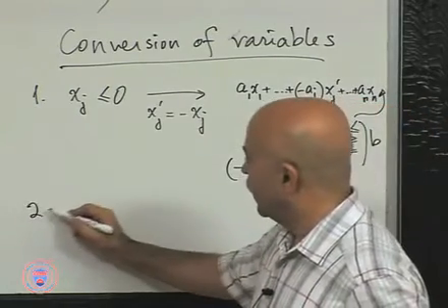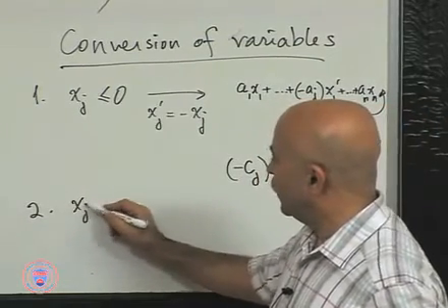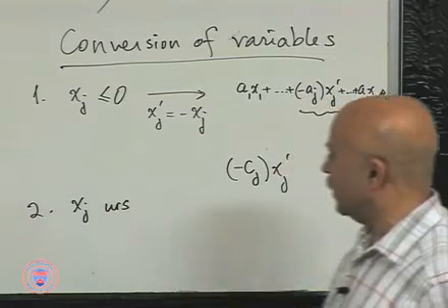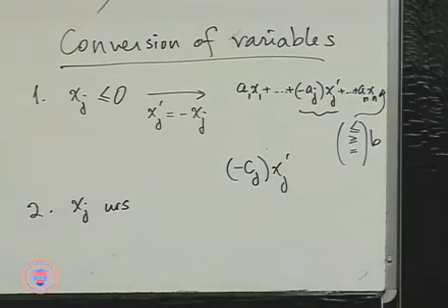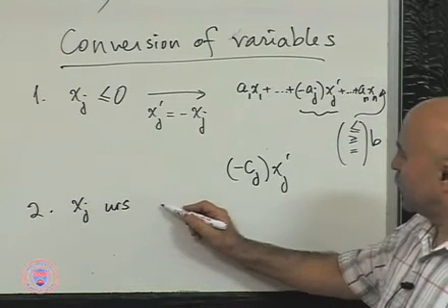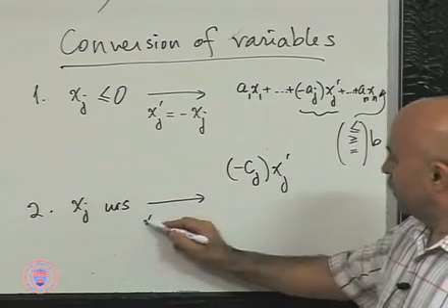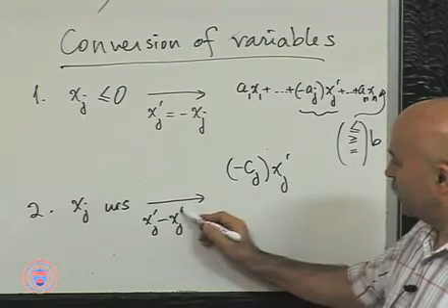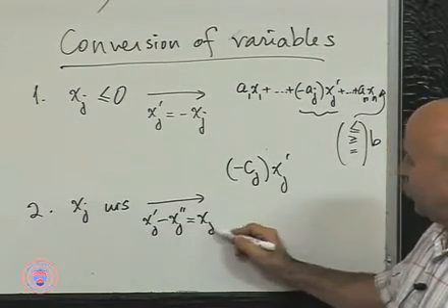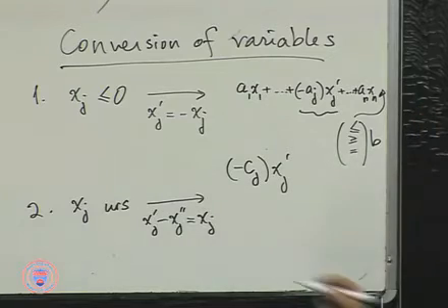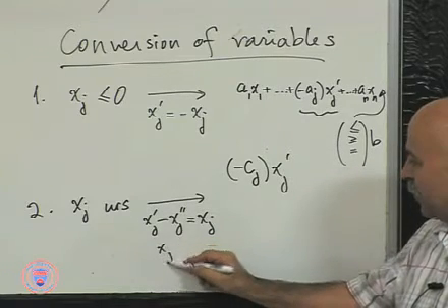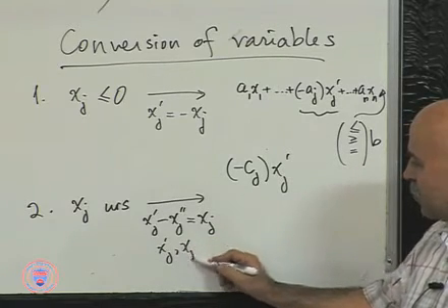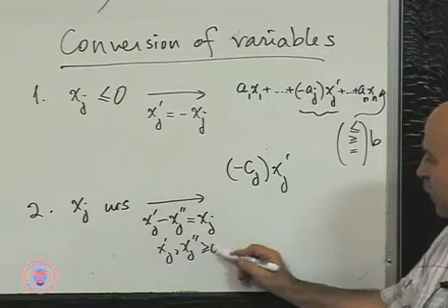Number 2, you have a variable which is unrestricted in sign, URS, as many students like to write. If this is unrestricted, you define it to be the difference of two non-negative variables. So you put xj prime minus xj double prime with the additional constraints that xj prime and xj double prime are non-negative.